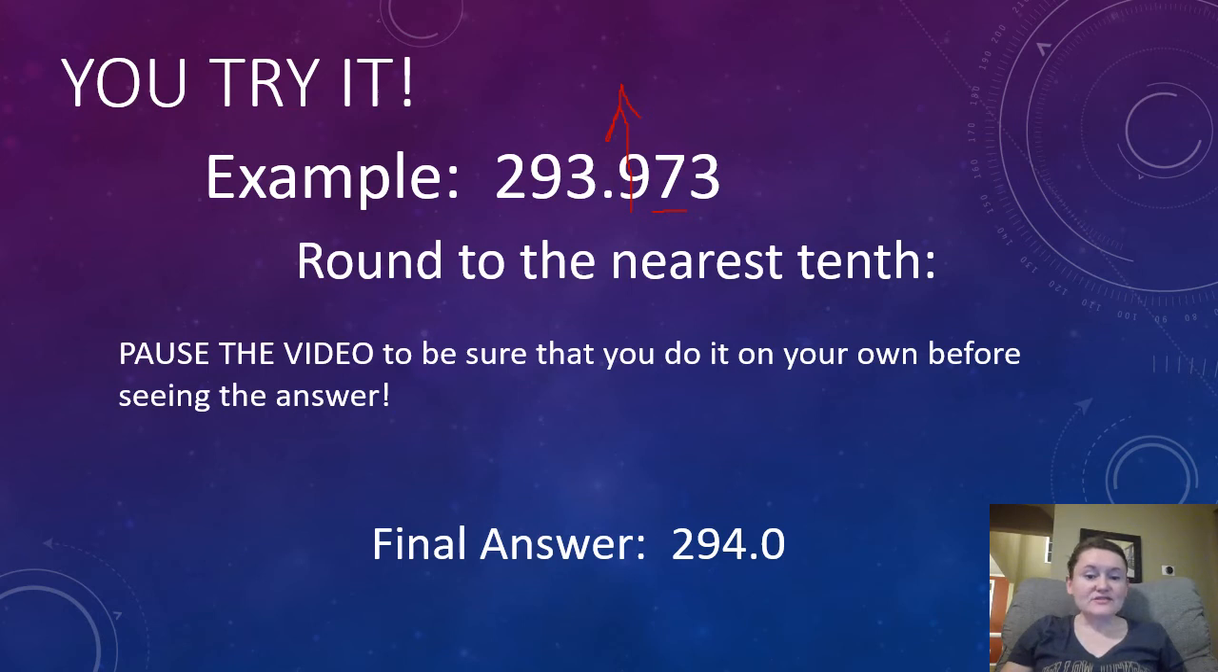So the answer is 294.0. Now, even though we wouldn't normally put 0.0, since they specifically said round to the nearest tenth, that means we do need to show a tenths place. So we're showing that the tenths place is a 0 because this 9 forced the 3 to round up to a 4.